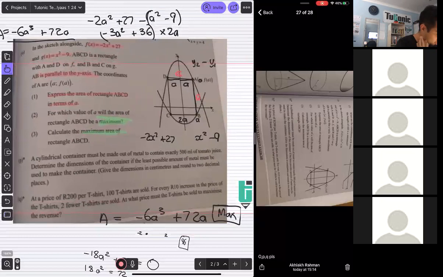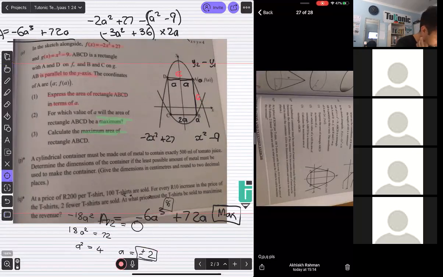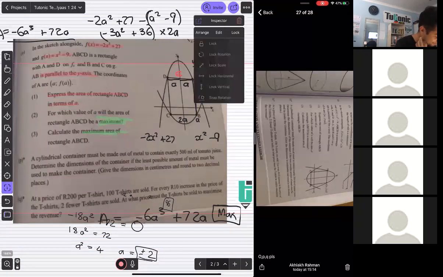So you make the derivative equal to naught, so it becomes minus 18a squared plus 72. You get two answers, a equals 2 and minus 2. But if you sub in minus 2, you get a negative answer for the area, which is not possible. So therefore it has to be 2, and you get an answer of 96. Does that make sense?